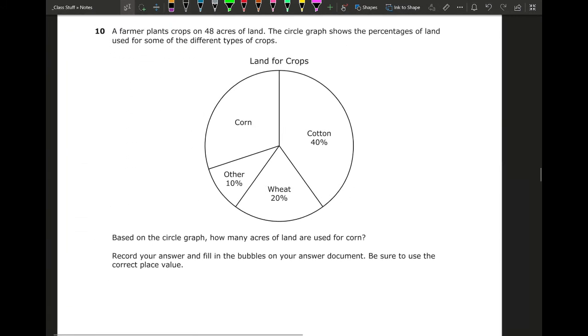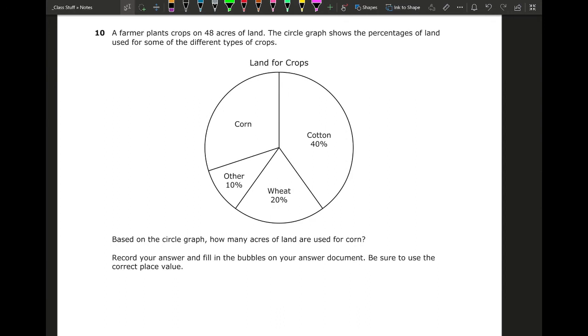A farmer plants crops on 48 acres of land. The circle graph shows the percentages of land used for some of the different types of crops. Based on the circle graph, how many acres of land are used for corn?